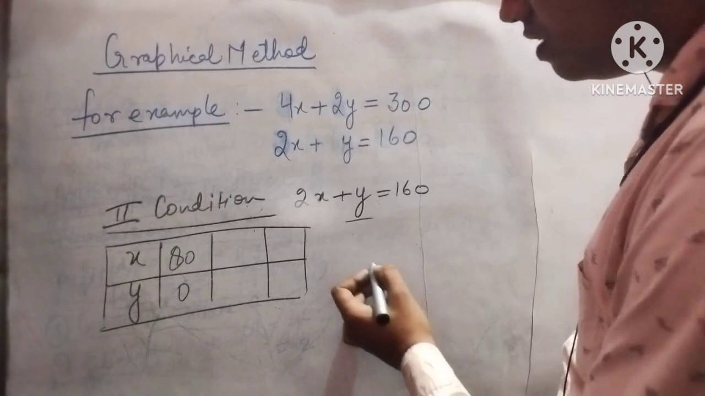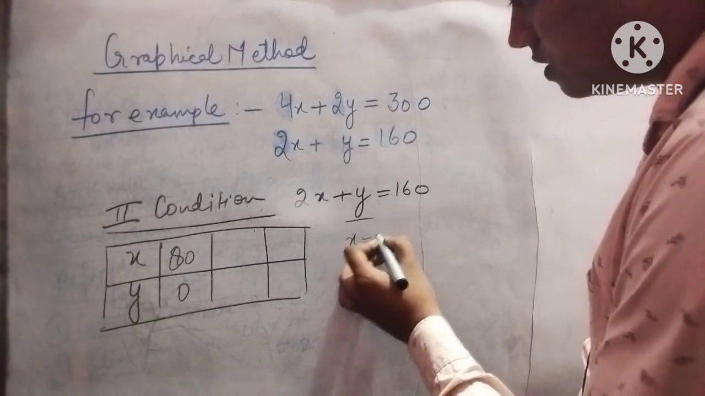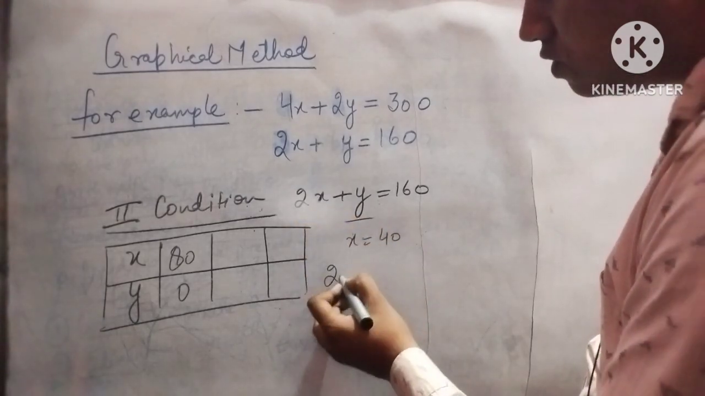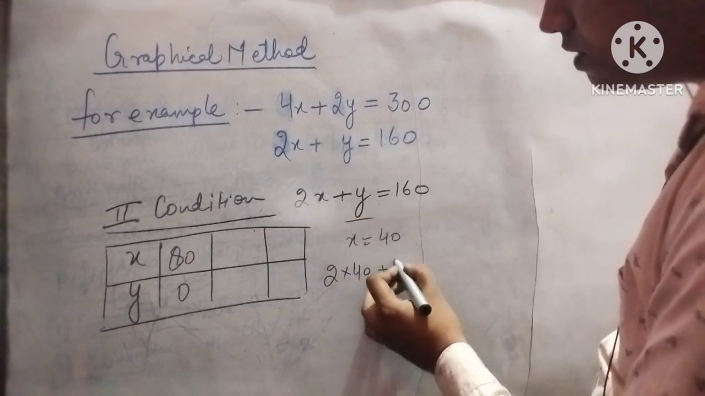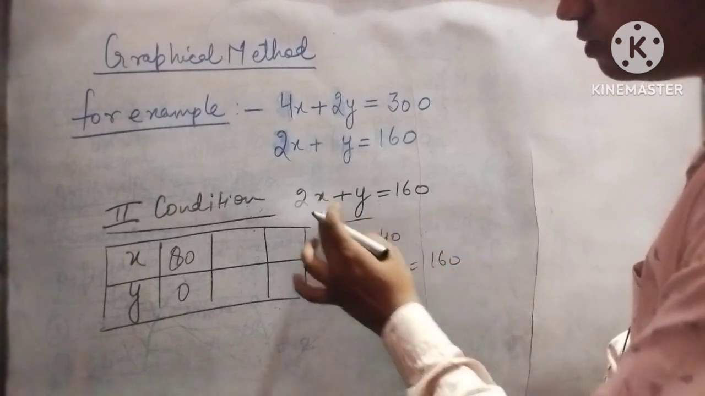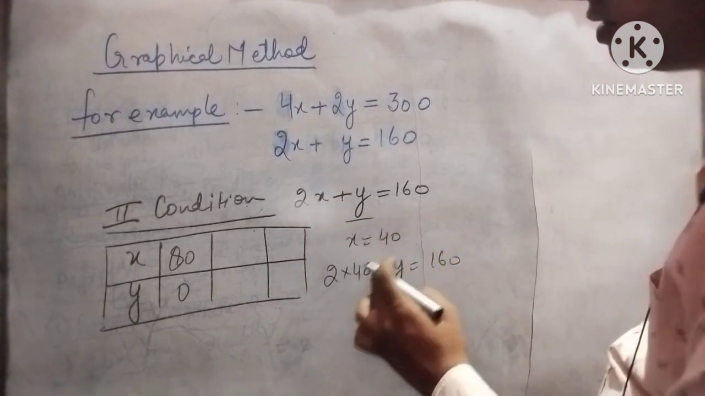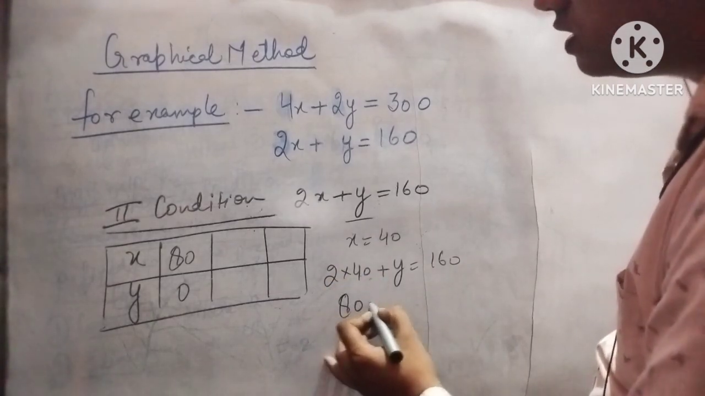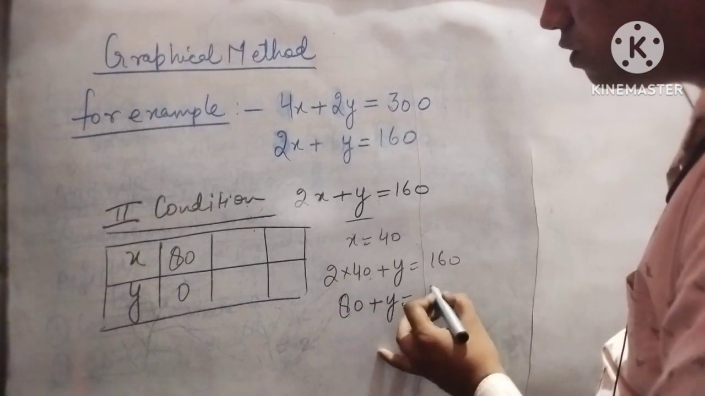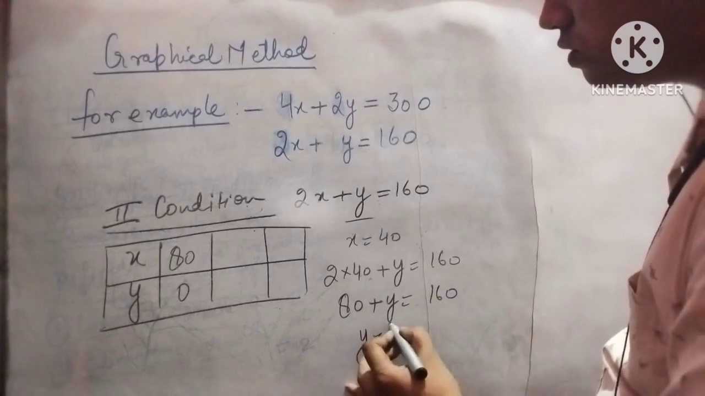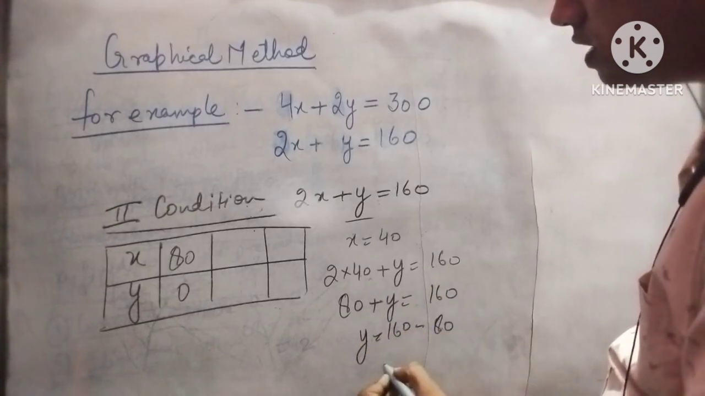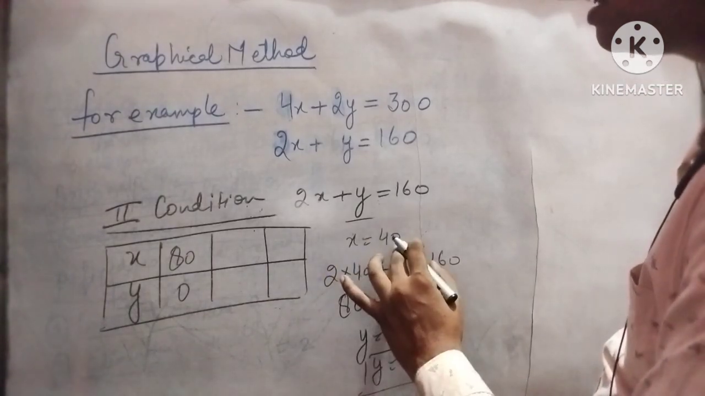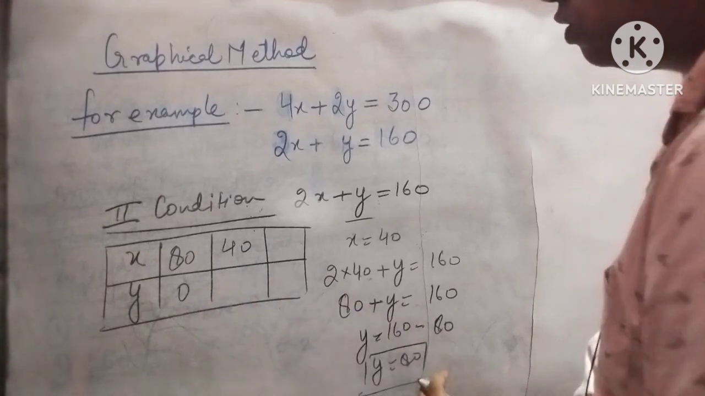Similarly, if we take the value of x as 40, so let x equal 40. We will substitute this value in the second condition. So 2 multiplied by 40 plus y equals 160. The reason is that 2x means 2 multiplied by x, and here x is 40, that is why we are writing 2 multiplied by 40. So 2 multiplied by 40 is 80, plus y equals 160, and y equals 160 minus 80, then y is 80. So if we are taking x as 40, the value of y is 80.